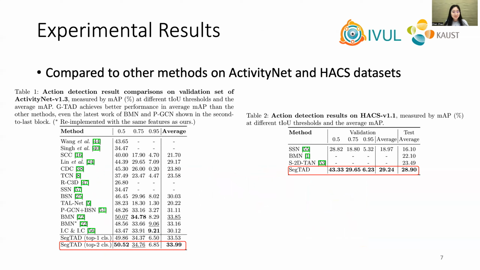In the experiment, we compare the proposed SegTAD to representative methods in the literature on two large-scale datasets, ActivityNet and HACS. SegTAD shows its obvious advantage in terms of average mAP on both datasets.